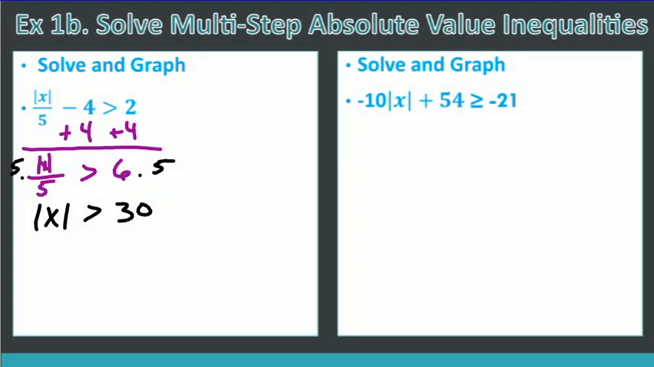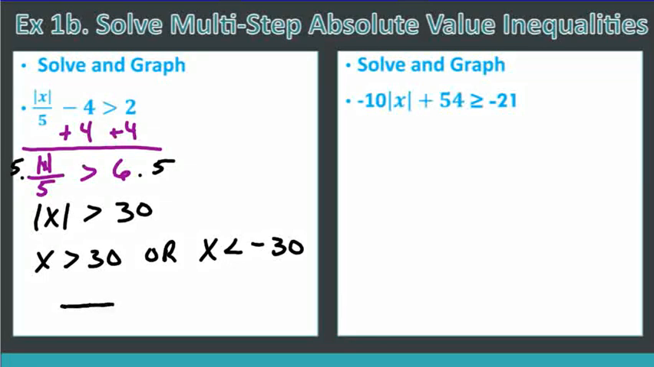Since it's a greater than symbol, when I take it out of the absolute value, that means it's a disjunction. So I need to write an inequality where I use the keyword or. So I have x is greater than 30 or x is less than -30. And the final step would just be to graph it on a number line. So I have 0 in the middle, I have 30 on the right hand side and -30 on the left hand side. And since these both just have a greater than symbol, I use an open circle on -30, open circle on +30, and they go away from each other.